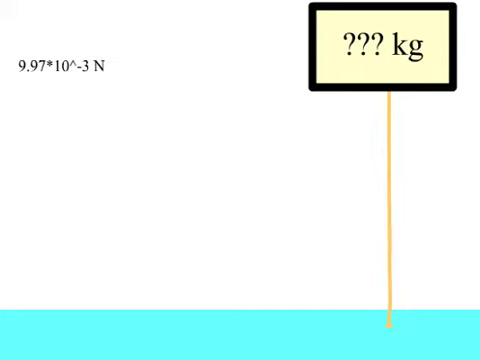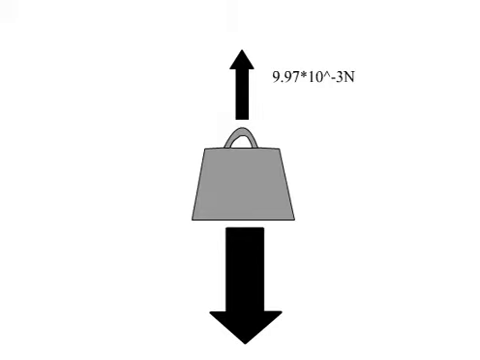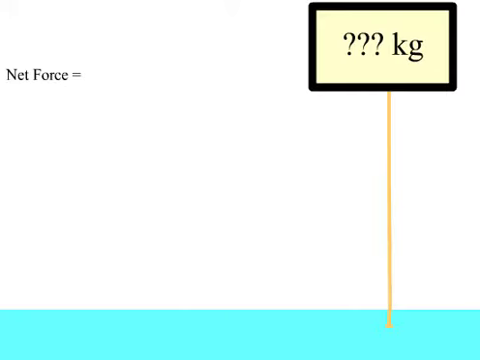And so then we're going to find out what the scale reads. And to do that, we're just going to draw a little diagram with our 2 forces. There's my buoyant force, which is 9.97 times 10 to the negative third. And there's my force of gravity, which is much bigger. And it's equal to g times our mass, which is equal to 9.8 times 1,000 kilograms, which gives us 9,800 newtons. And then we're just going to find the net force, which is just the difference between those two. So 9,800 minus 9.97 times 10 to the negative third, which is going to be equal to 9,799.99 newtons.